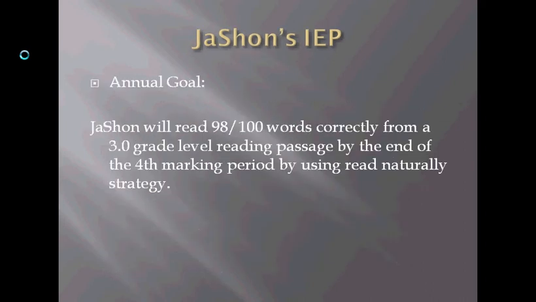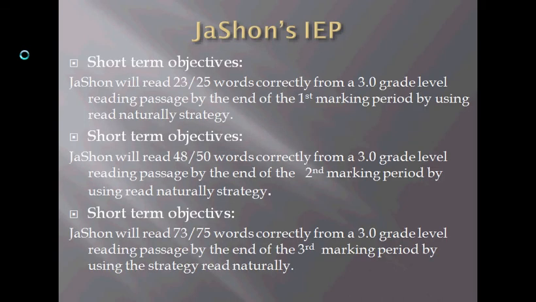So based on Jayshawn's PLAAFP statement, I have created 2 annual goals. His first annual goal: Jayshawn will read 98 out of 100 words correctly from a 3rd grade level reading passage by the end of the 4th marking period by using the Read Naturally strategy.